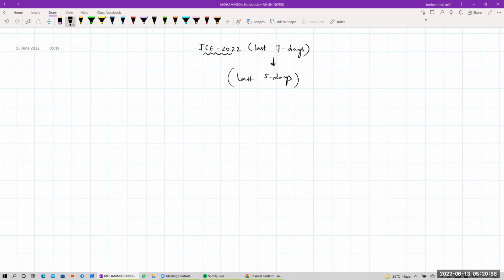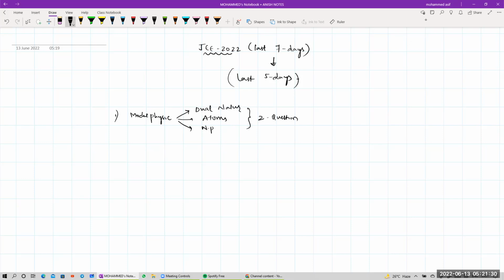Last 5 days. First thing is, you give more importance to your modern physics. Easy topics and scoring topics better. In this one, you first try to revise all the formulas of your dual nature of matter. Then you revise your atoms. Then you revise your nuclear physics. Damn sure there are 2 questions from this one. Better.